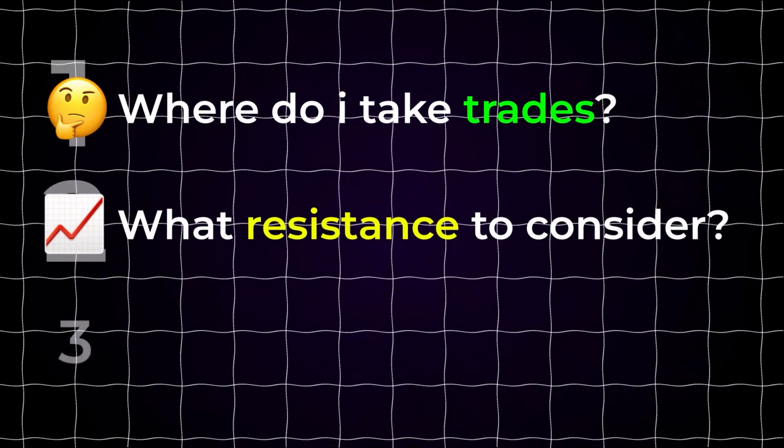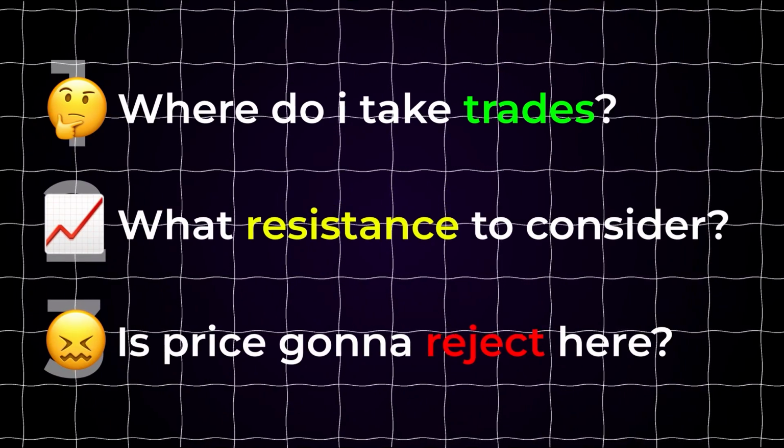It's very logic-based and makes a lot of sense, because the hardest thing is, okay, where do I take trades? What resistance do I have to consider? Is price going to reject here? Is it going to bounce from it? That's too much. So when you're able to identify the LTA, which stands for low traffic area, and do it properly, it will drastically increase your ability to find the zones where you need to be looking for trades, which is extremely important. That is exactly why I'm making this video.